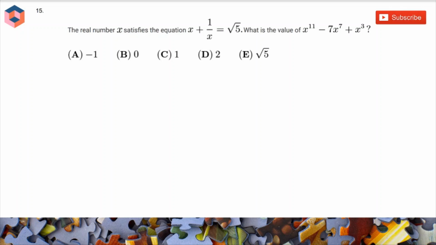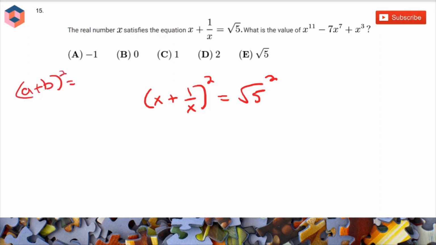So what you can do here is if you square both sides, x plus 1 over x squared is equal to square root of 5 squared. You can do this because we're doing the same thing to both sides of the equation. Now, one quick thing I want to review is that a plus b squared is equal to a squared plus 2ab plus b squared. This should be something that you should know on the AMC 10, but it's also something that you can come up with on the spot. And the way you can do that is by multiplying out a plus b times a plus b. And you'll still get the same expression.